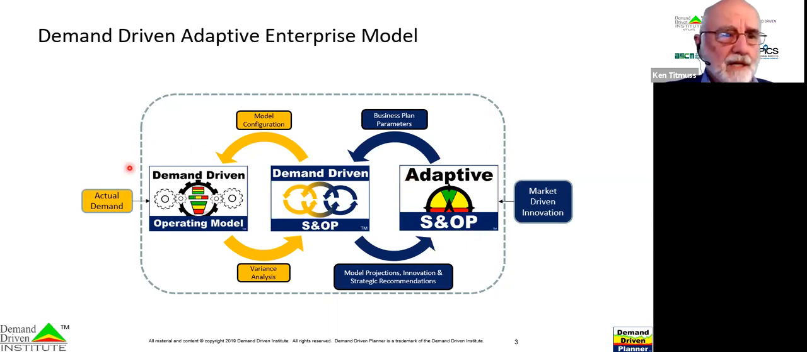Now, on the left-hand side here, our operating model is being driven by actual demand, actual sales orders, or actual requirements coming out of the buffer. And over on the right-hand side here, we're being driven by market-driven innovation. So what we're going to be talking about today is this demand-driven operating model.